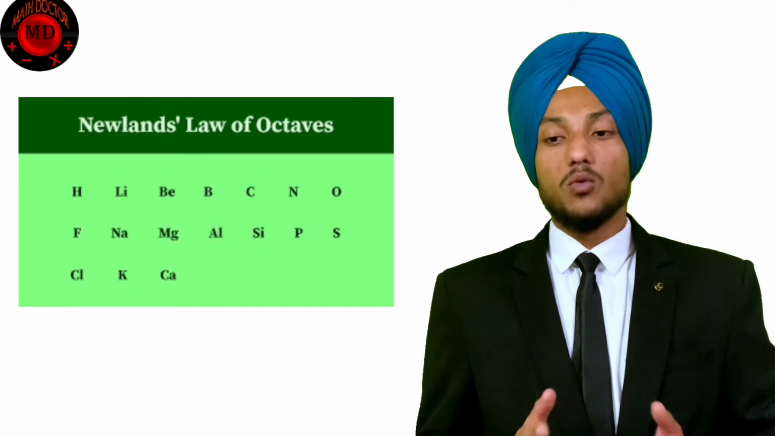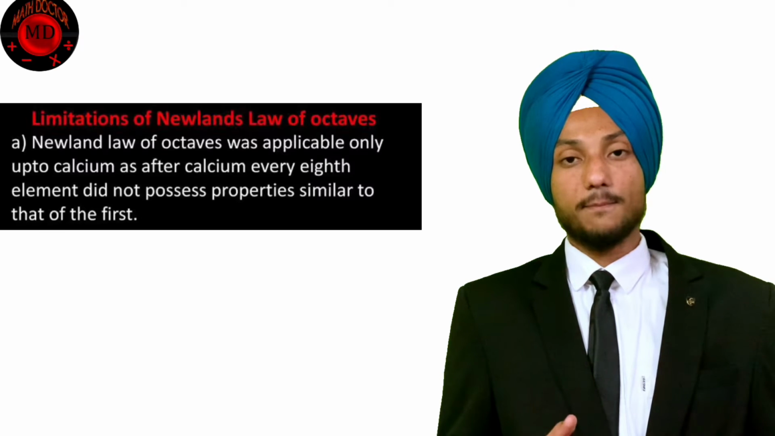As more new elements were discovered, they could not be fitted into the octave structure. Newland's classification of elements based on his law of octaves, however, gave an important conclusion that there is some systematic relationship between the order of the atomic masses and the repetition of properties of elements. There are some limitations of Newland's law of octaves, and let's discuss them.